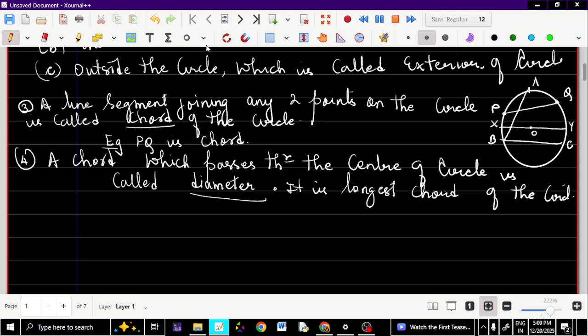And a circle can have many diameters. So I can draw a chord here which is passing through the center. This I can name MN. So MN and XY are diameters of this particular circle. So a circle can have infinitely many diameters.